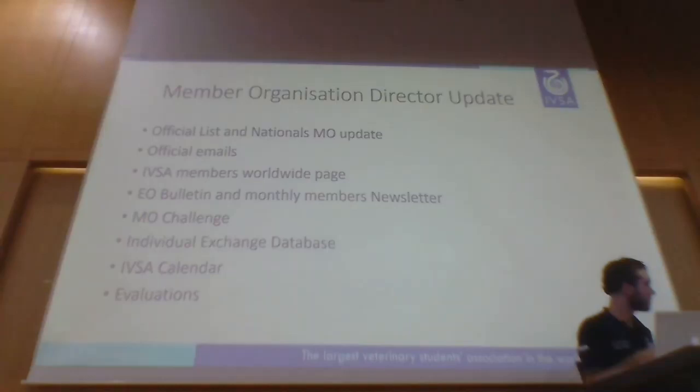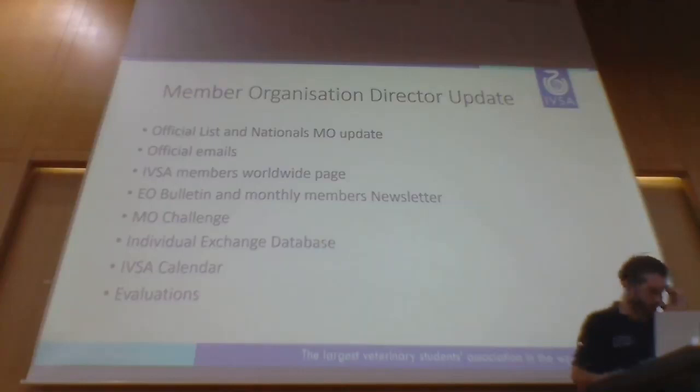Cool. So I will just briefly go through what the member organizations team has been doing for the past couple of months. First, I want to introduce my secretaries. I'm lucky enough to have all three of them here. Deb, Ken, Ryan, Thomas, and Sandra. They've helped me loads and they've been a really great team. So we say thank you for your help.